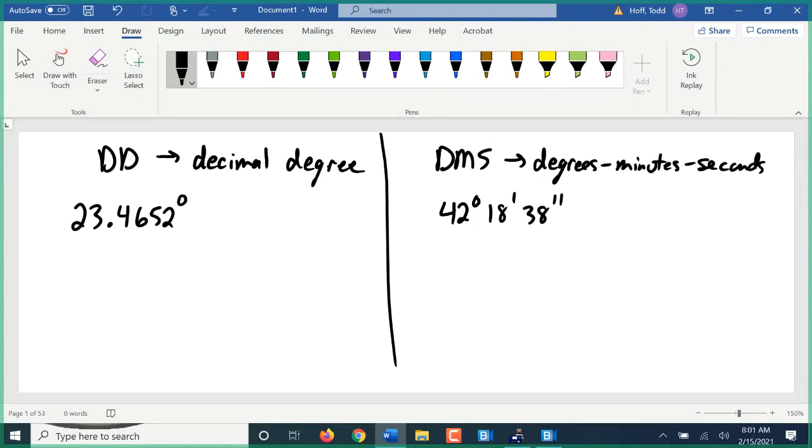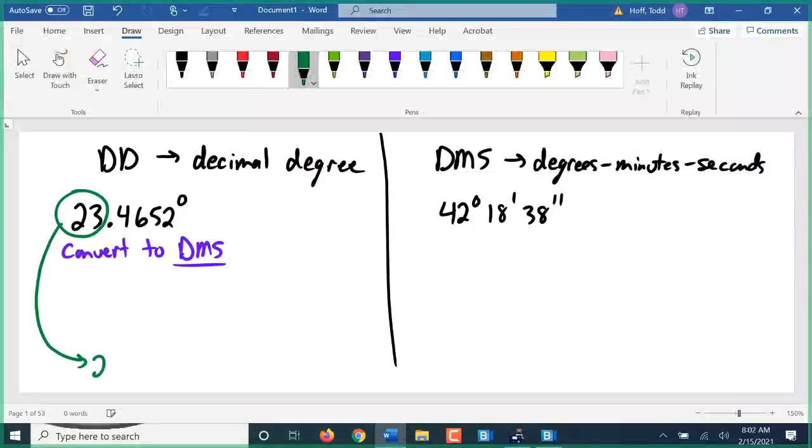One of the first things we need to be able to do is to convert. So let's look at converting to degrees, minutes, and seconds from decimal degrees. This is very similar to when we calculated and got decimal feet for an answer and changed that to feet, inches, and fraction of an inch. First thing we're going to do is remove the whole degrees. 23 degrees.